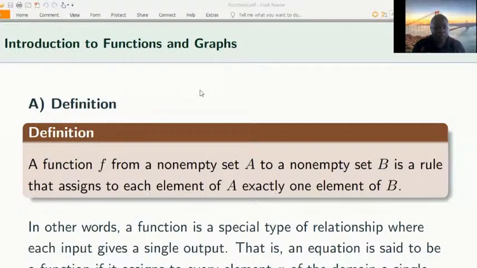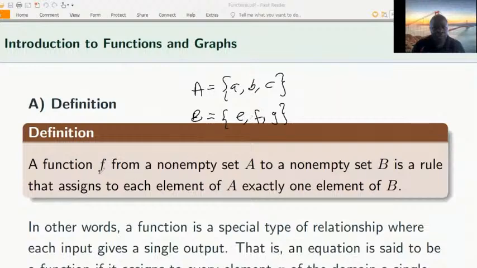Now, you know what a set is. A set is just a collection of objects. For example, you can say that set A has the elements a, b, c. So it's a collection of these elements. And I have another set B that has elements e, f, g. Then a function would be a rule that assigns to every element of this set A exactly one element in set B. That's what we call a function.